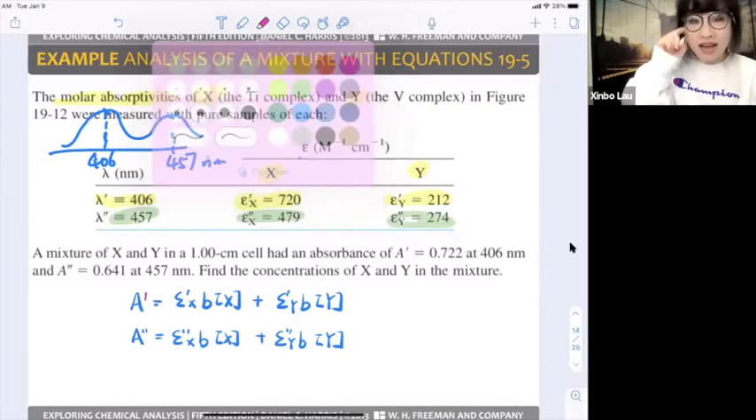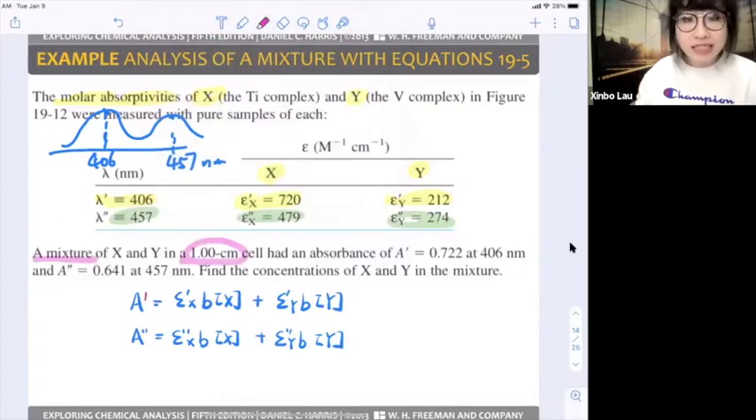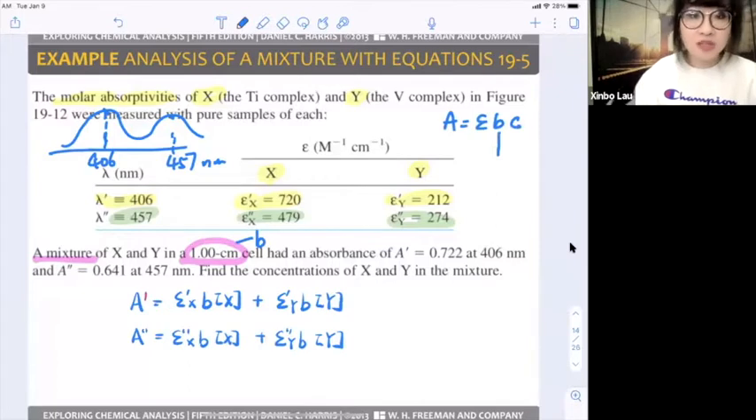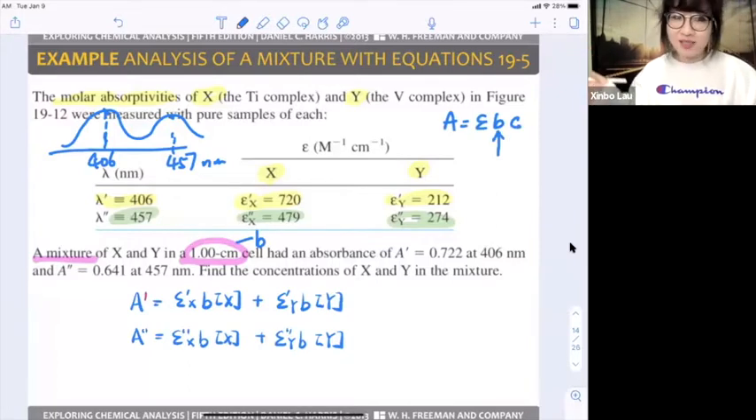It's asking us about a mixture of X and Y, and it's using a 1 centimeter cell. If you go, oh, 1 centimeter cell, that's basically telling me the B, right? Remember, A equals epsilon times B times C. That B information is 1 centimeter. Numerically, if it's 1, calculation-wise that's easy, because numerically it doesn't change the result.